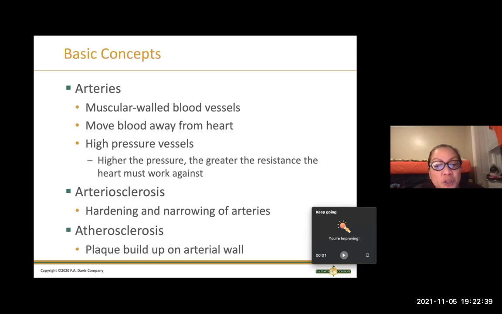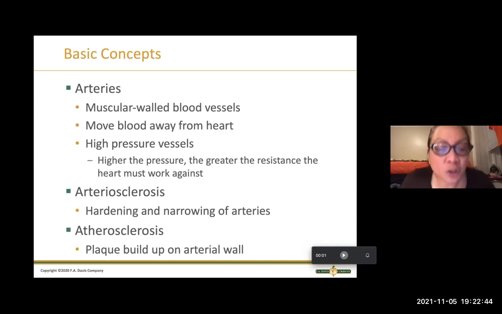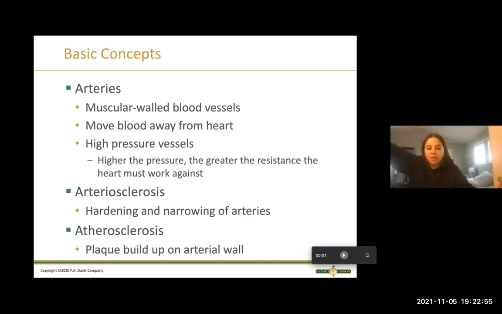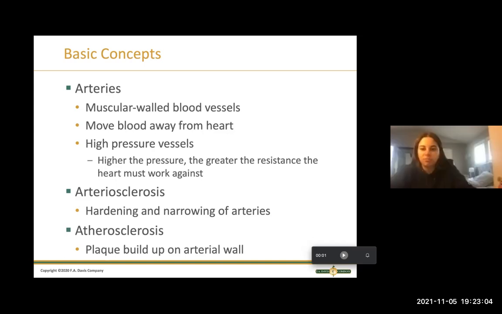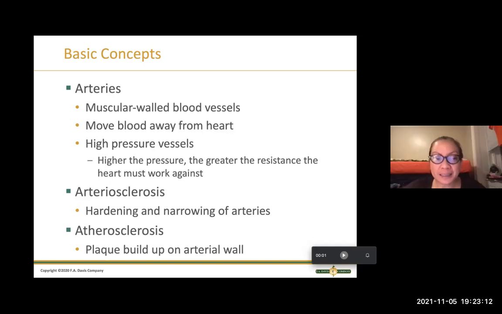The higher the pressure, the greater the resistance the heart must work against. So what do you understand when there is higher pressure? When there's more pressure, the heart is working more, so there's hypertension. Yes. So what happens when there is high pressure? The heart has to work more for oxygen. And there is what you call PVR. I'll give you an idea. What is PVR?